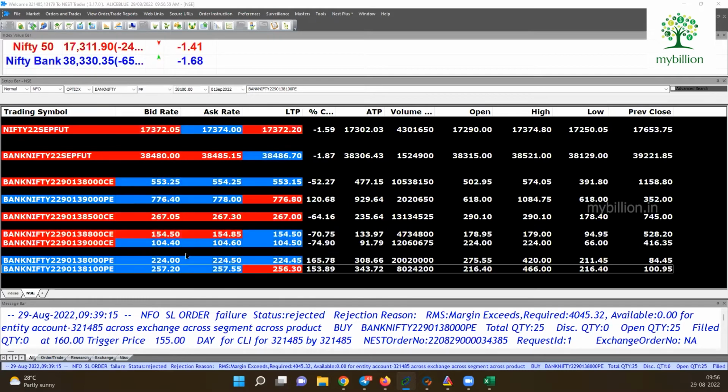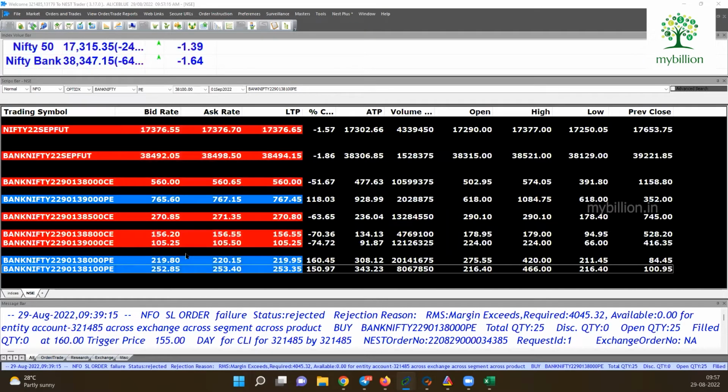So I was holding the 38,000 call. I didn't buy the 38,000 call again; I bought BankNifty future. I put a stop loss for the 38,000 call at 380. The stop loss didn't hit, so my call is up 170. The future is up 400, and the put is down 160, 180.